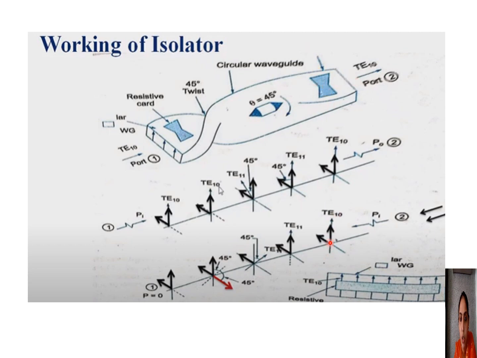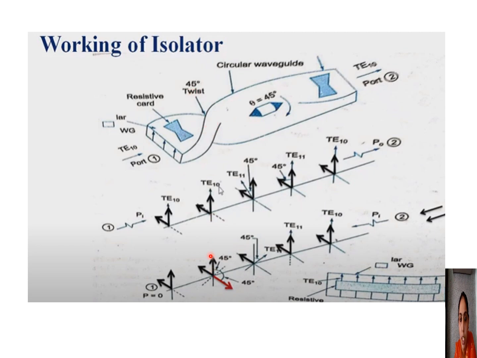So it goes into this waveguide. Since there is a transition here from the rectangular to circular, TE10 now changes to, say, TE11. So now it is reaching the ferrite material. It undergoes a 45-degree rotation in the clockwise direction due to Faraday rotation, and then it further goes to the twist of the waveguide.